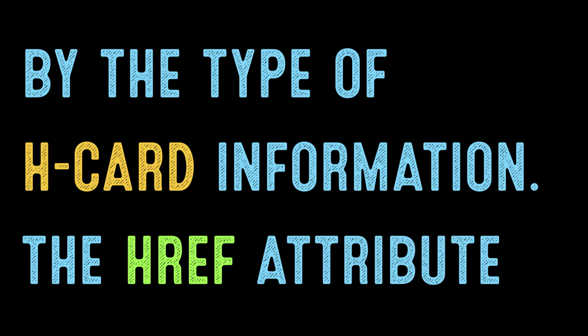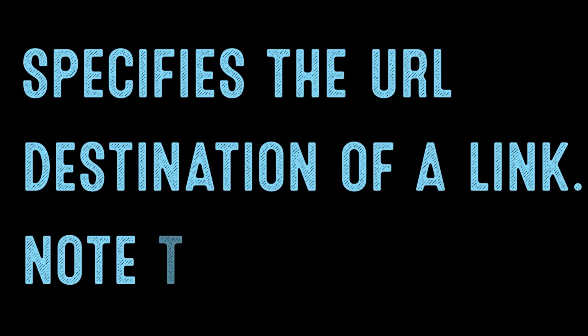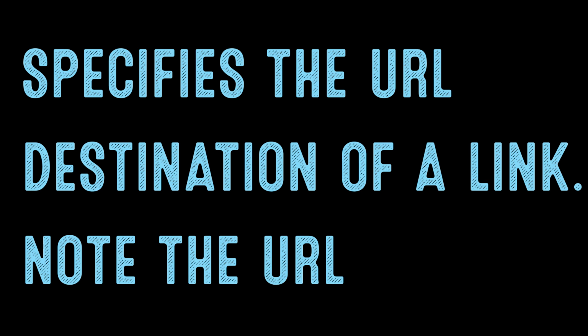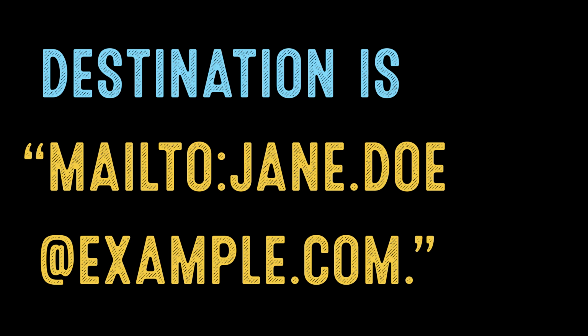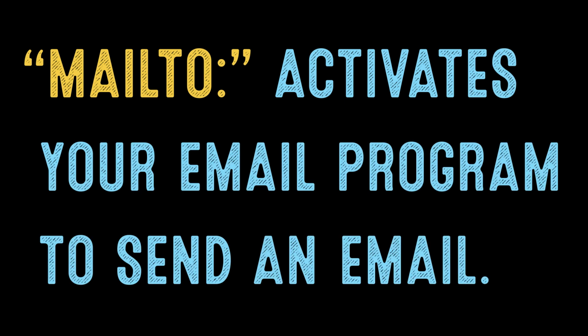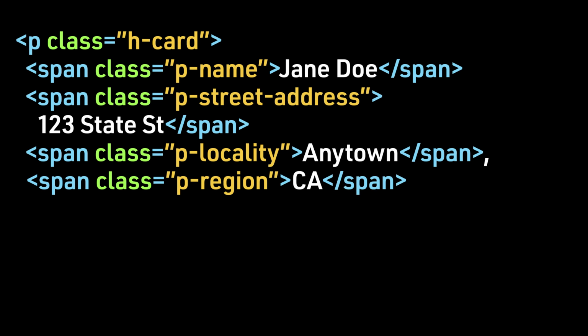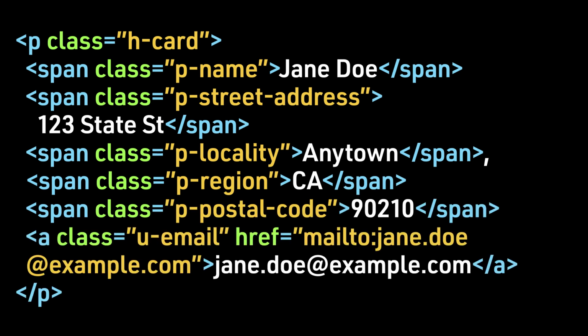The href attribute specifies the URL destination of a link. Note, the URL destination is mailto:jane.doe@example.com. Mailto: activates your email program to send an email. Let's review the code again so you can recall how the class and href attributes are used.